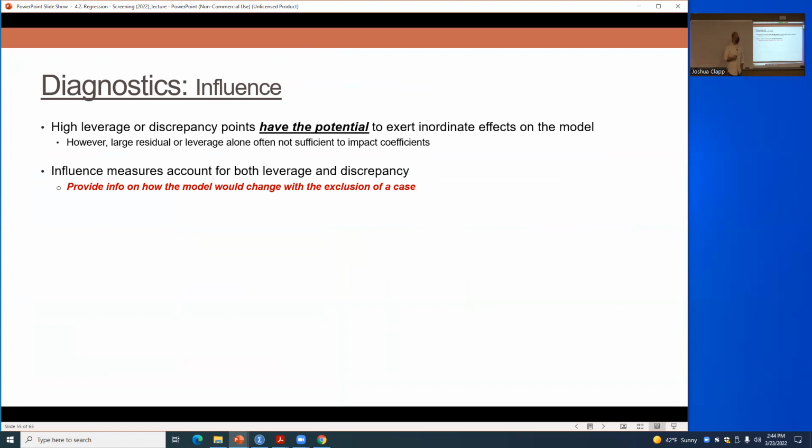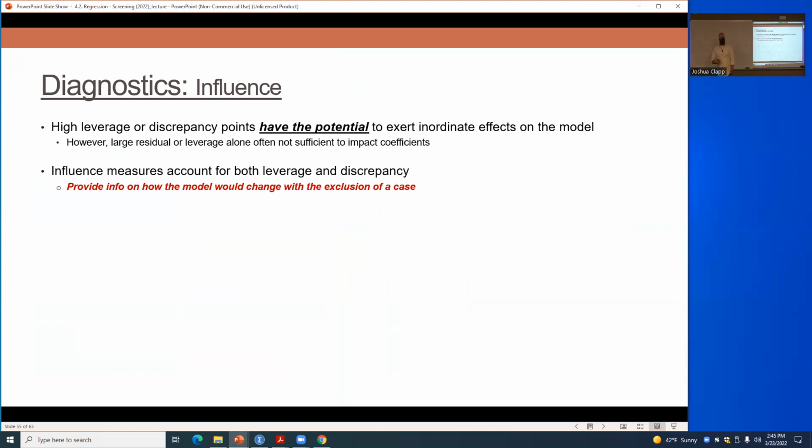All right, for influence. Again, as I said before, I can have a high leverage and it might not make a big difference. I can have a high discrepancy, and it may not make a big difference. But just one or the other isn't necessarily sufficient to have a huge impact on our model. It can, but it doesn't necessarily mean it will. Influence is a combination of both leverage and discrepancy. A high influence value is a value that, if it were removed, has the potential to impact the model, individual coefficients and things along these lines.